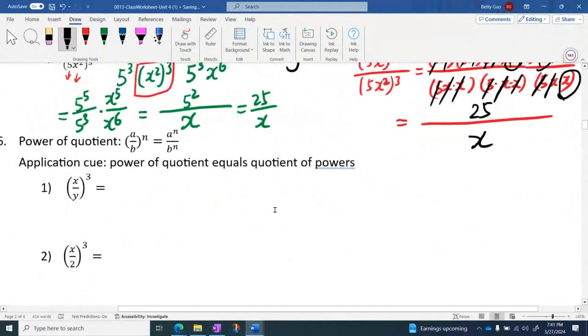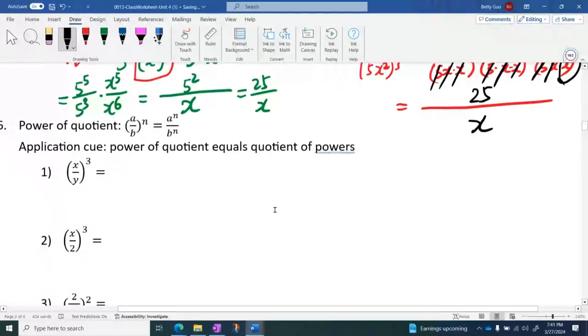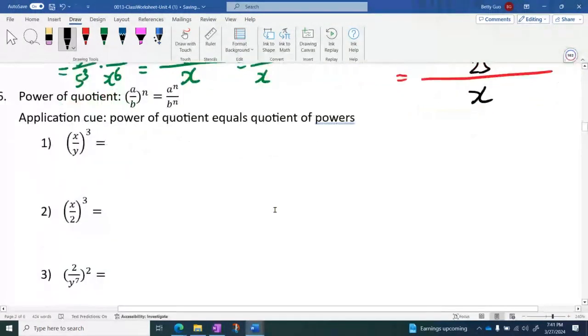If we have a power of a product, you will not be surprised that we also have a formula about a power of a quotient. Let's look at number 1 first.